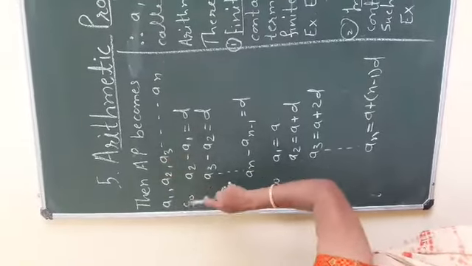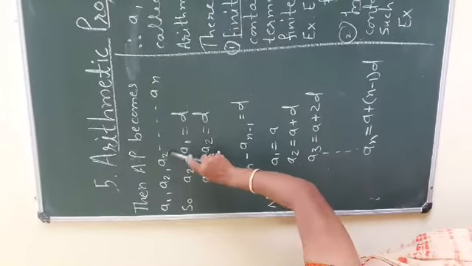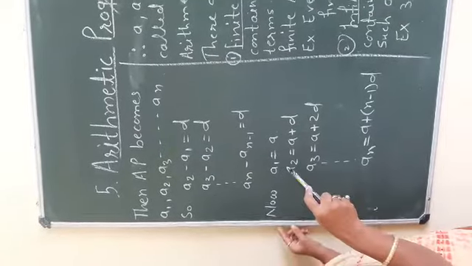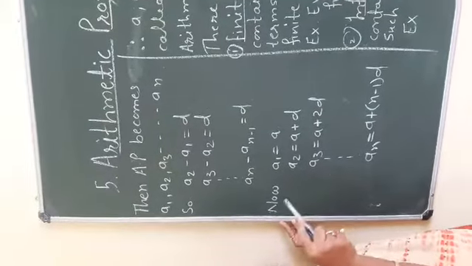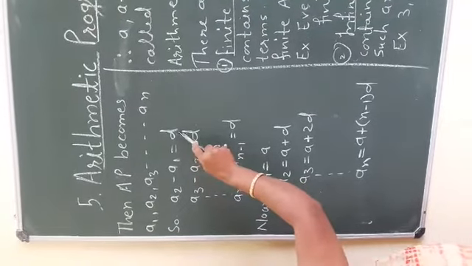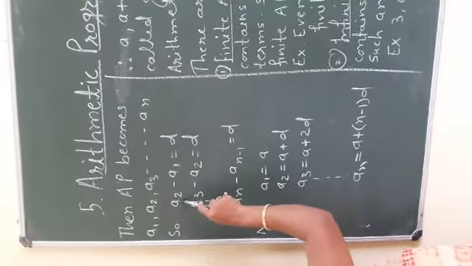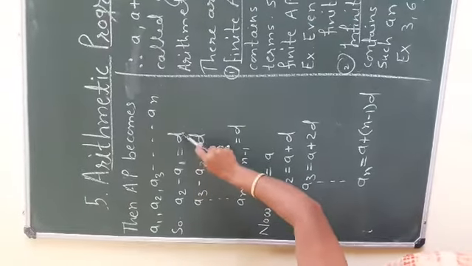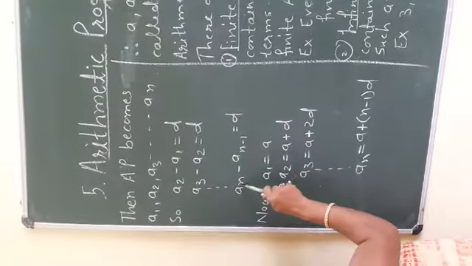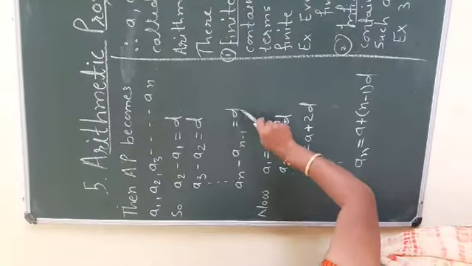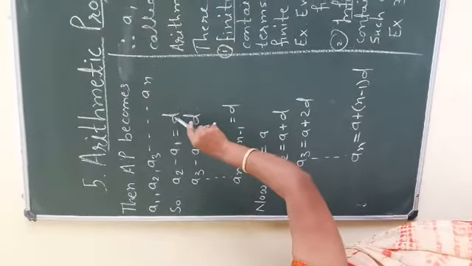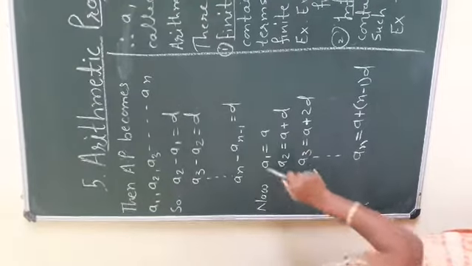Then the AP becomes a1, a2, a3 to an. So we have just seen what a common difference is. We got here the common difference, denoted by d. And how will we get the common difference? That is the formula: a2 minus a1 is equal to d, a3 minus a2 is also d, and an minus a(n-1) is also d. Means every time the common difference should be a constant.